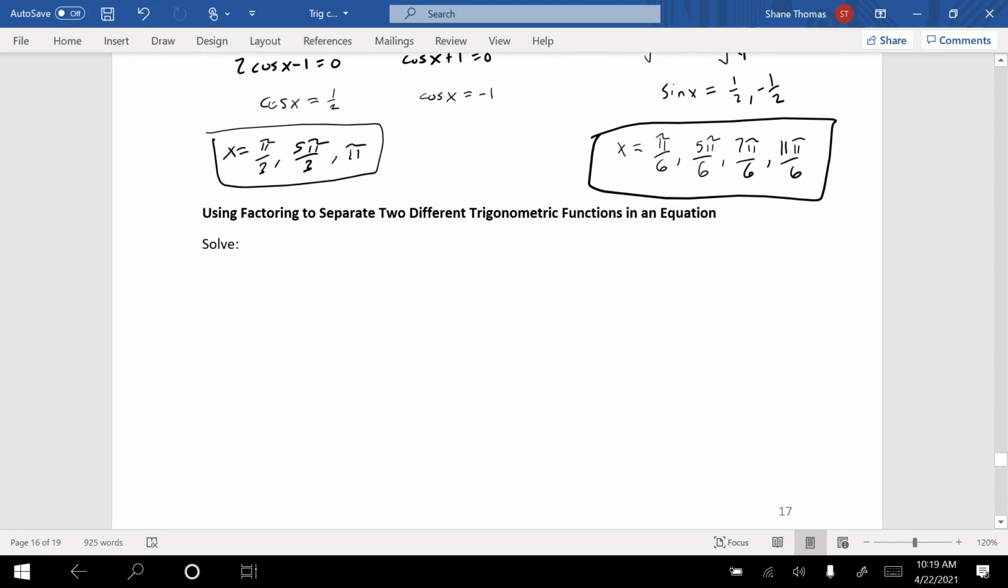Next one. Use factoring to separate two different trig functions in an equation. Okay. This one's pretty much the same as the one we did right before this. So we're going to look at tangent of x times the sine squared of x equals 3 tangent of x. Same restrictions, 0 to 2 pi.